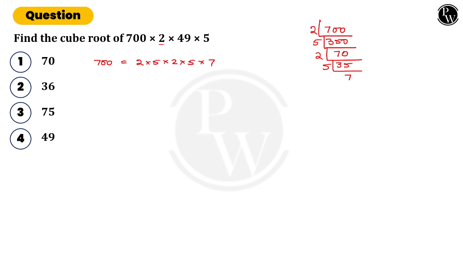And anyway, 2 is a prime number. So, 2 is 2 only, 5 is 5 only. Again, 49. How can you write 49? 7 into 7. Okay, 49 is nothing but 7 into 7.